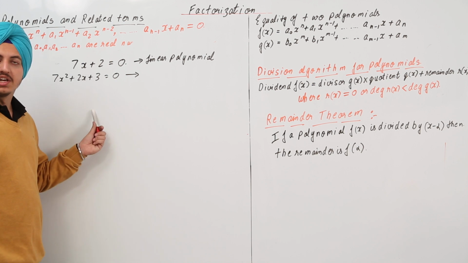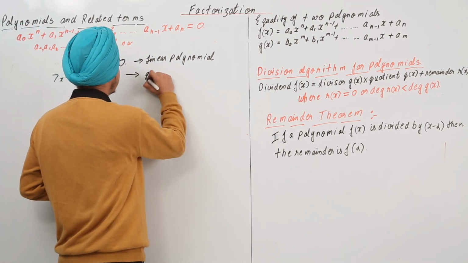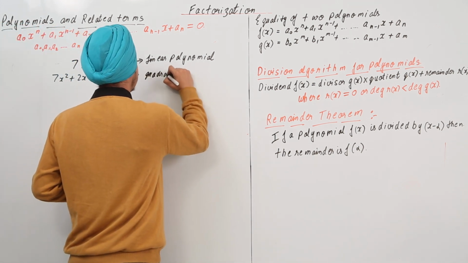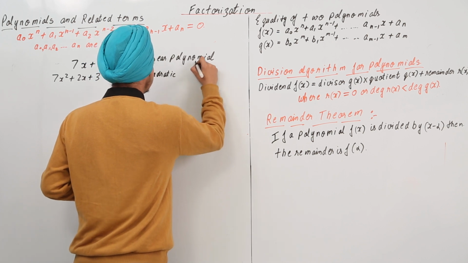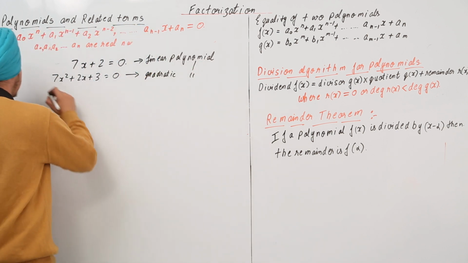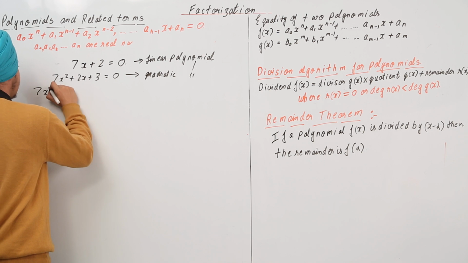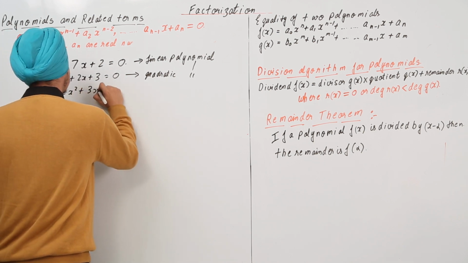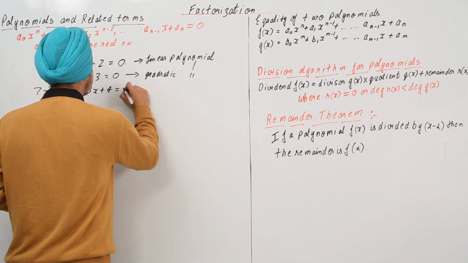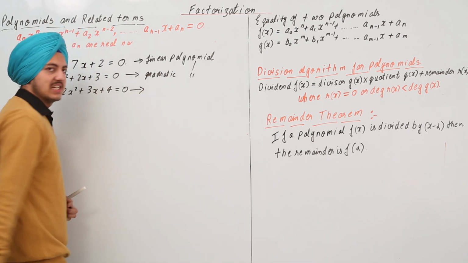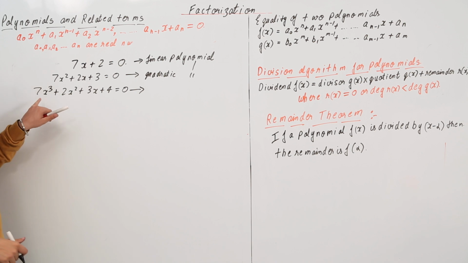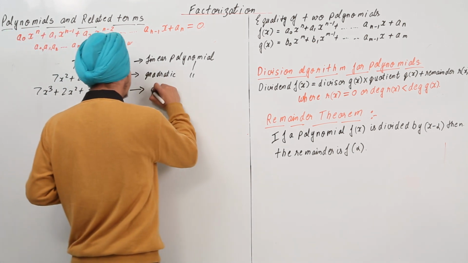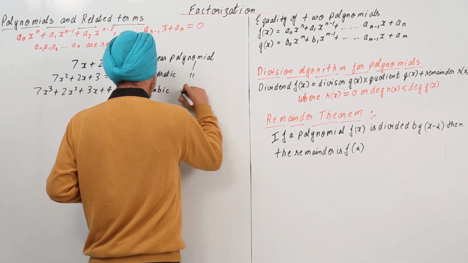What is the degree? Degree is 2. This is called a quadratic polynomial. Okay, now tell me 7x cube plus 2x square plus 3x plus 4 equal to 0. The degree of this polynomial is 3. So this is a cubic polynomial.